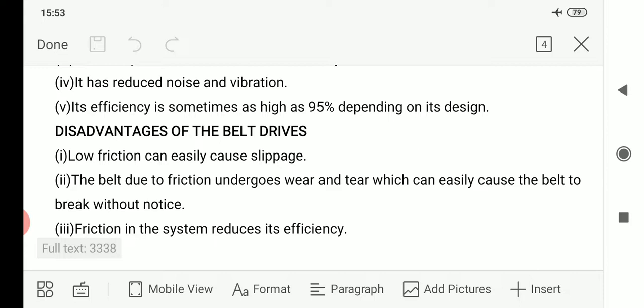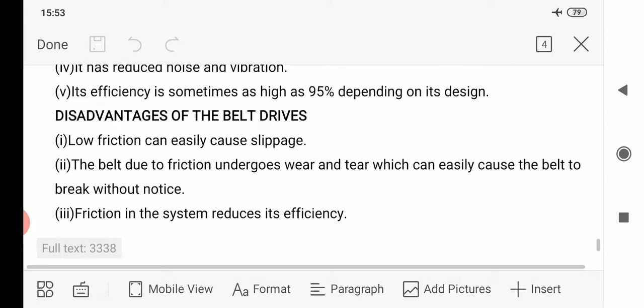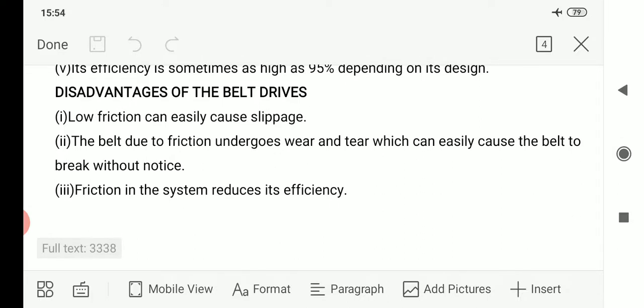Number two, the belt drive, due to friction, undergoes wear and tear, which can easily cause the belt to break without notice, which doesn't exist in chain and sprocket drive. Number three, which is the last disadvantage listed here, friction in the system reduces its efficiency.